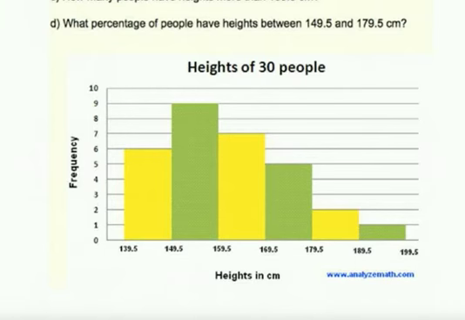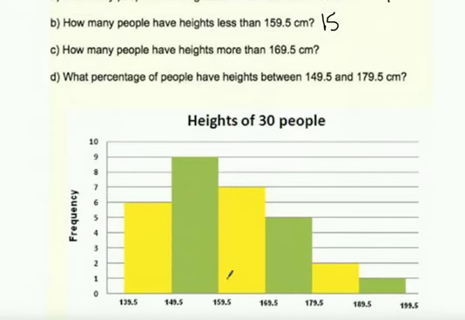So we need to find more than 169.5. So this is 159.5, this is 169.5. So we would be looking at these two bars here. So that would be 2 and 1 more, that makes 3.